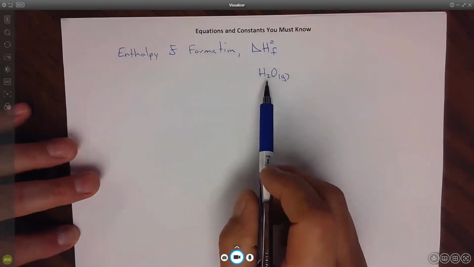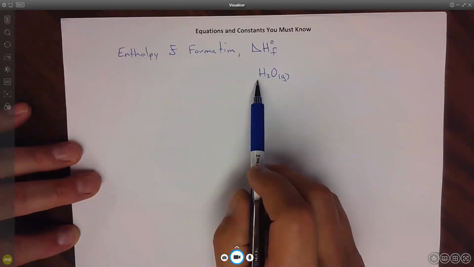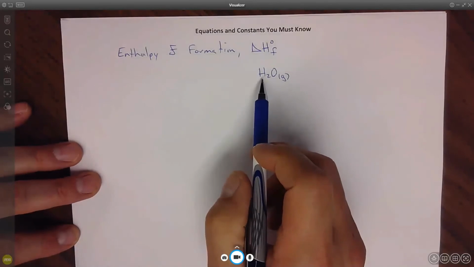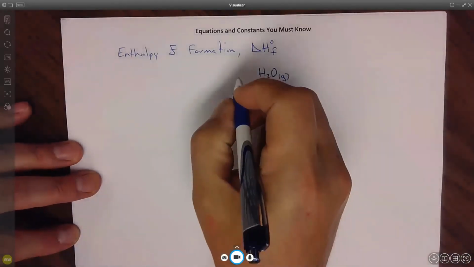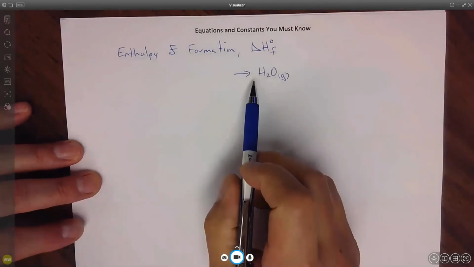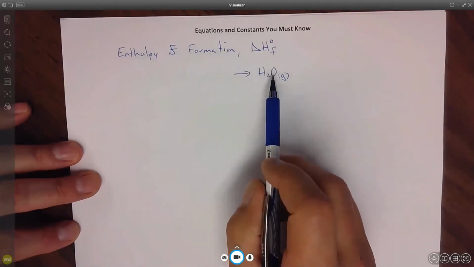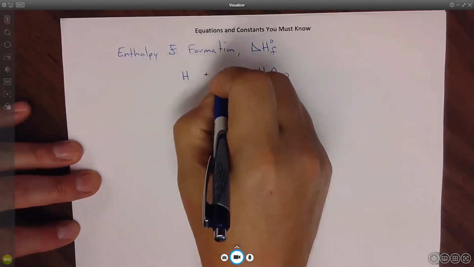So, and again, it's always going to be for 1 mole of that particular substance. And it's going to be from the elements in their standard state. So how these elements exist in nature at 25 degrees Celsius, 1 atmosphere. Okay, so again, we're only going to have 1 mole of the product, and then whatever the elements are, which in this case are hydrogen and oxygen. So we have hydrogen and we have oxygen.